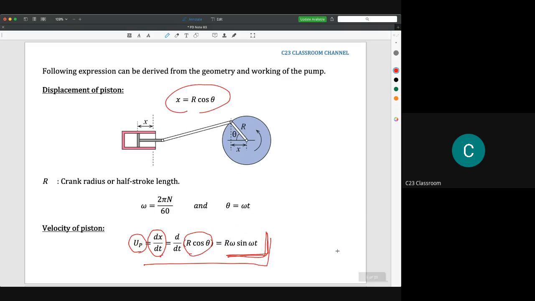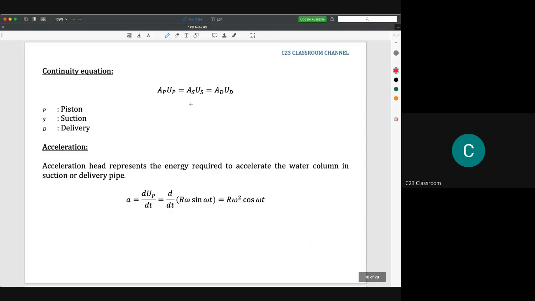Why? Because in this equation, we have the value of R. And then we could calculate the continuity equation by using a common equation, which is Q equal to A times V. So we have the piston, for example: the cross-sectional area of the piston times the velocity of the piston. And then for the suction pipe, we have the cross-sectional area of the suction pipe times the velocity of the suction pipe. And AD is the cross-sectional area of the delivery pipe, and UD is the velocity in the delivery pipe.